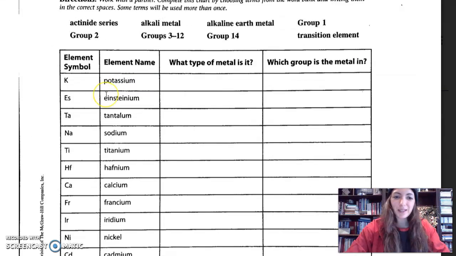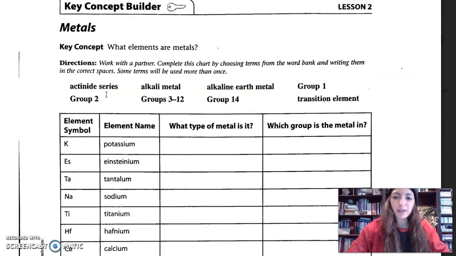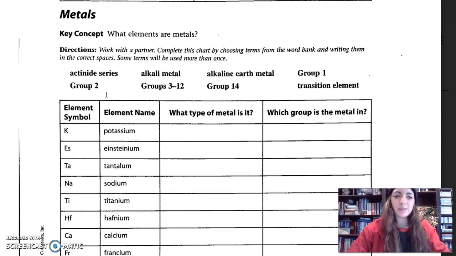Okay, so this is our lesson outline, and we're going to jump into how to do our homework. Metals. We're going to do the first couple together, then I'll let you guys finish the rest on your own. So what elements are metals? Right now we have potassium, element symbol K. And the question is, what type of metal is it and which group is the metal in?